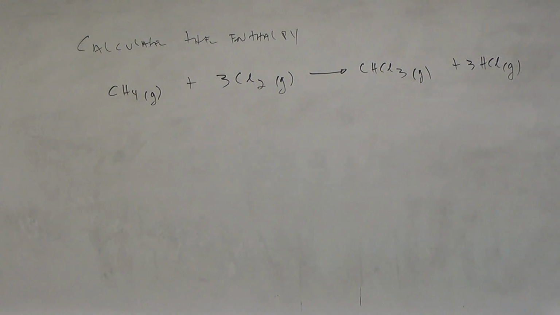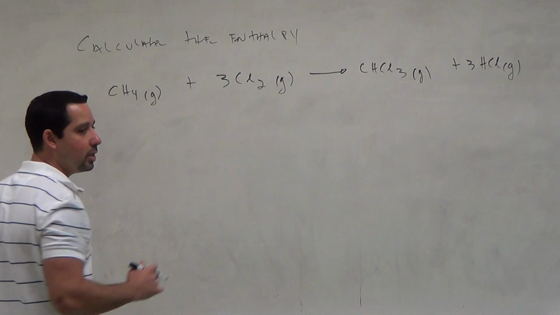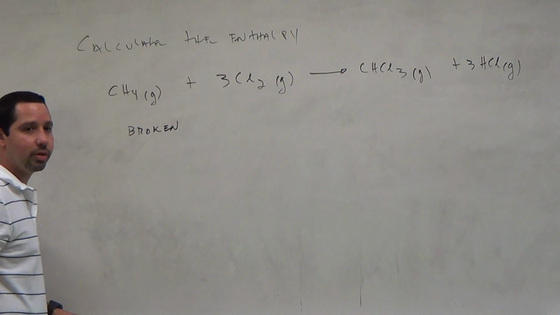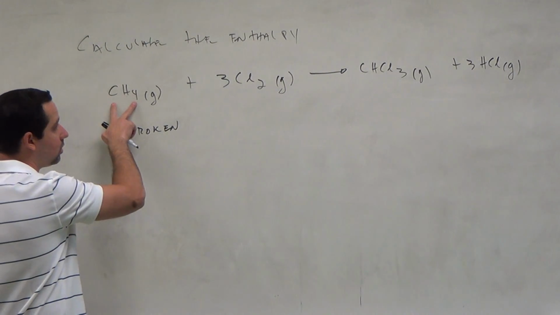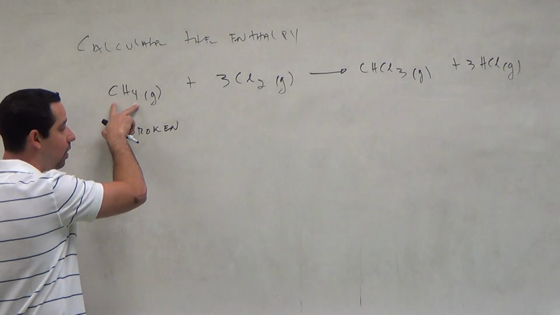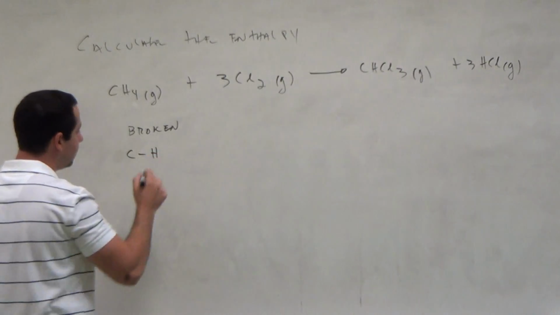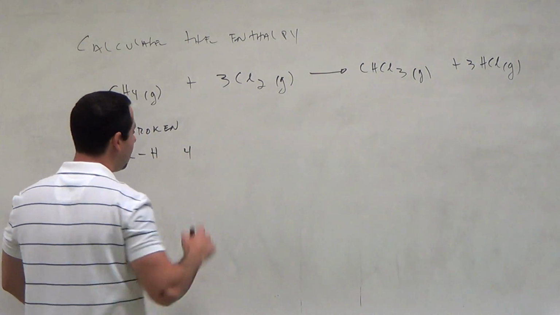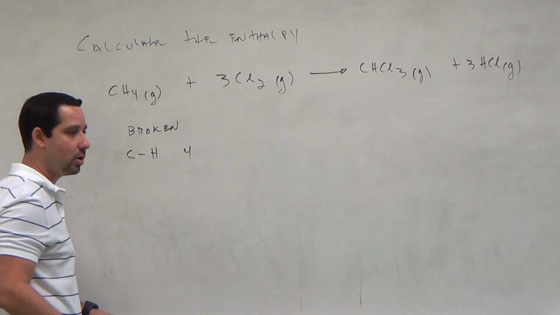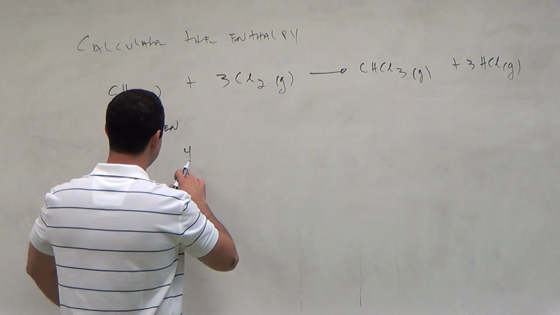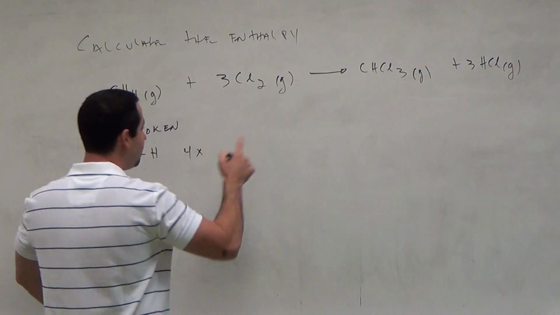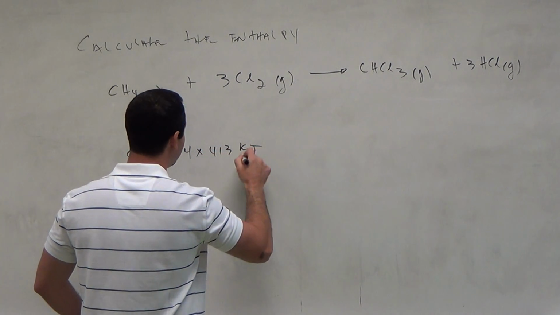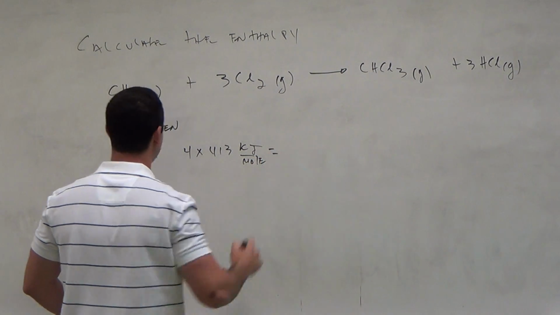So, for example, which ones are broken on this side? So let's say broken. Which ones are broken? CH4. But this is just called a CH bond, yes? How many are there? 4. We're going to say we broke them all. So there are 4 of them, yes? Times the energy is how much? 413 kilojoules per mole. That's going to give you a number.